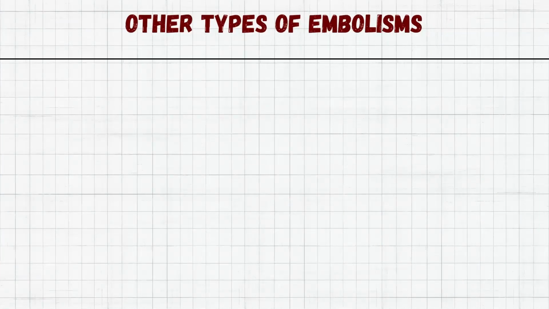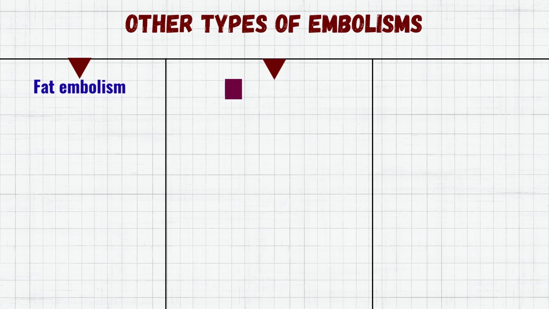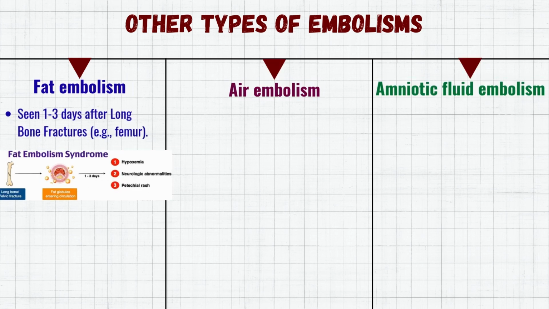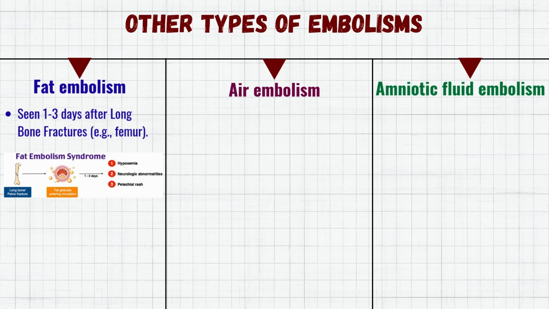Other types of embolisms are fat embolism, air embolism, amniotic fluid embolism. The fat embolism is seen 1 to 3 days after long bone fractures, example femur. The features are rash, dyspnea, and confusion.